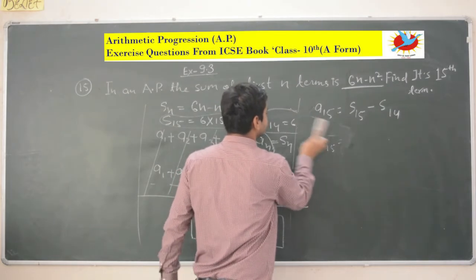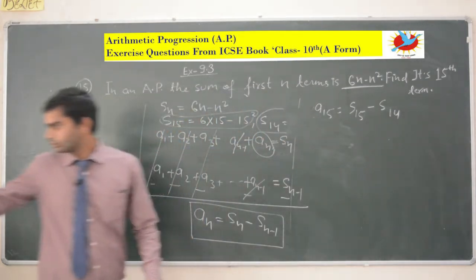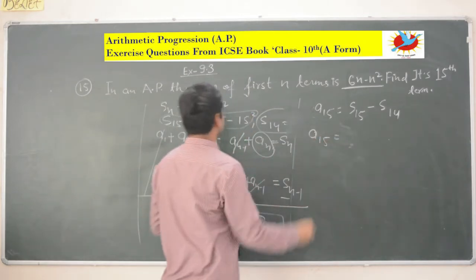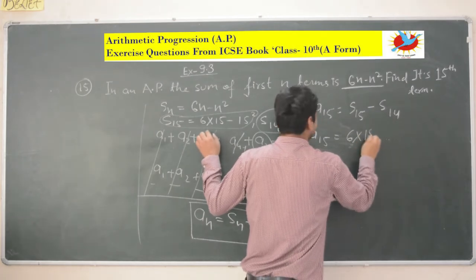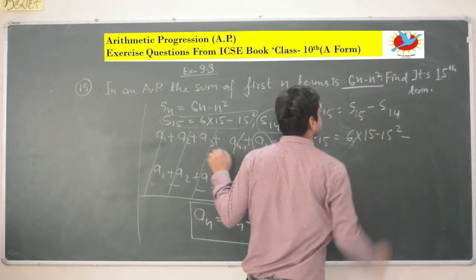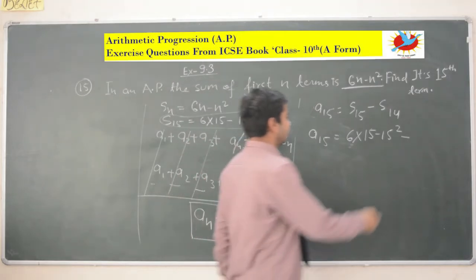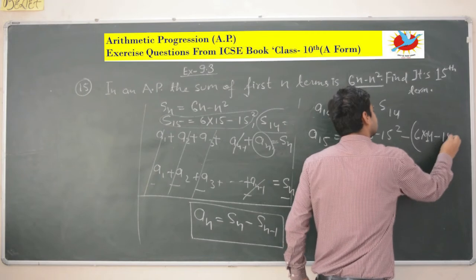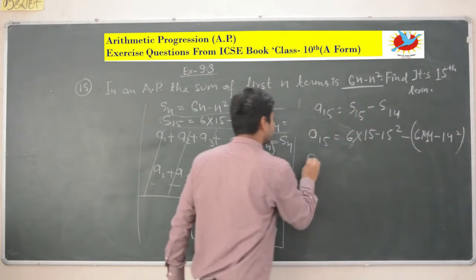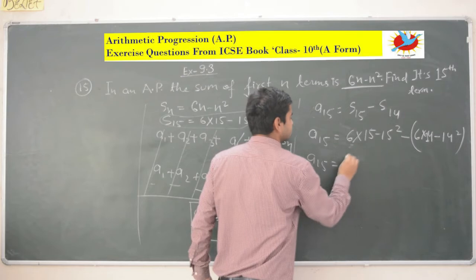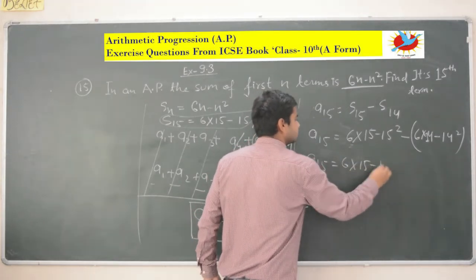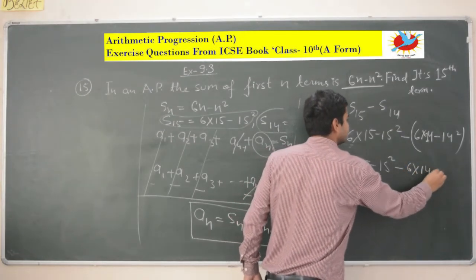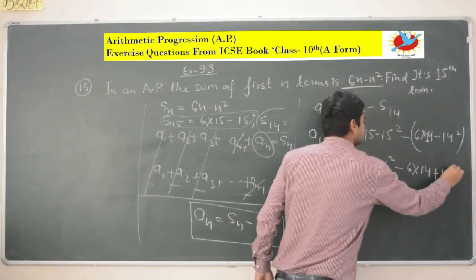So we will get the value of A15 as S15, which is 6 into 15 minus 15 square, minus the value of S14, which is 6 into 14 minus 14 square. So A15 equals 6 into 15 minus 15 square minus 6 into 14 plus 14 square.